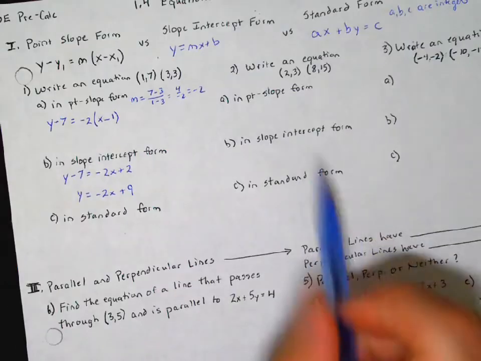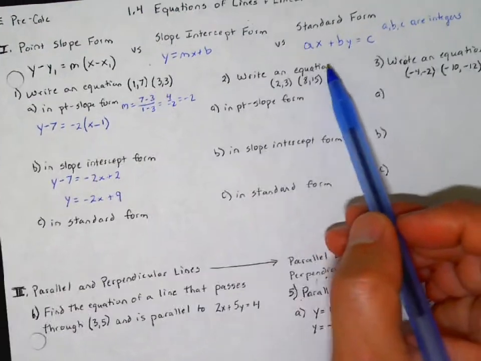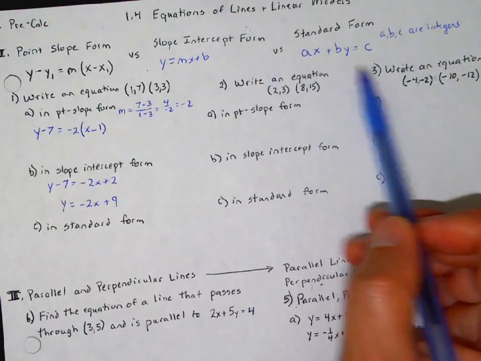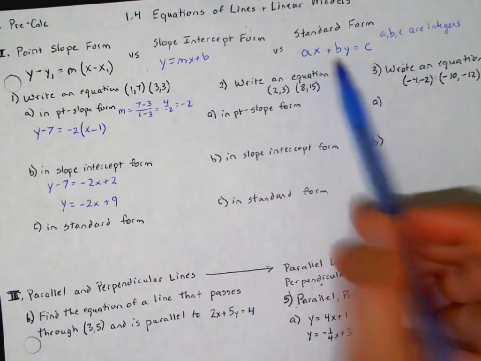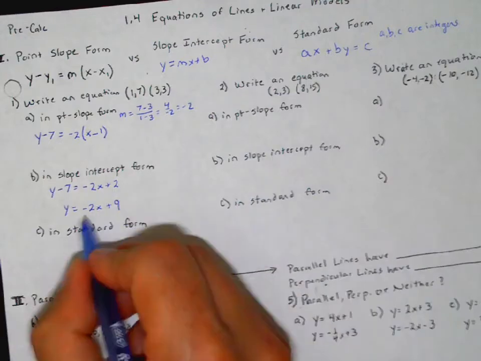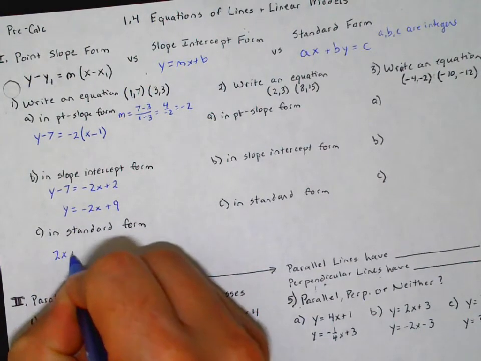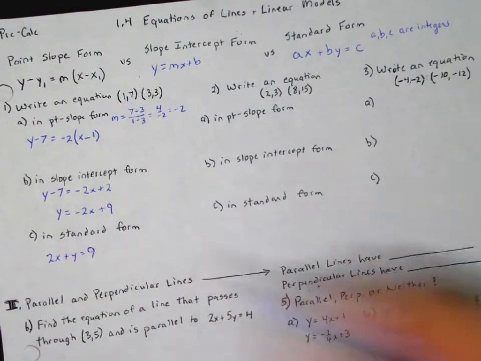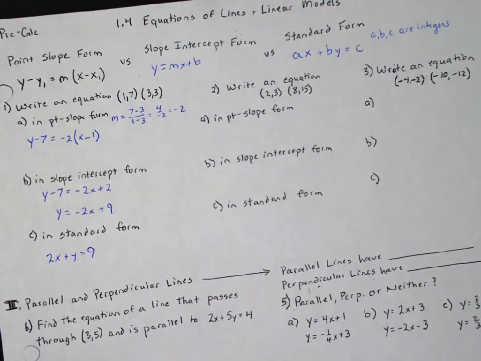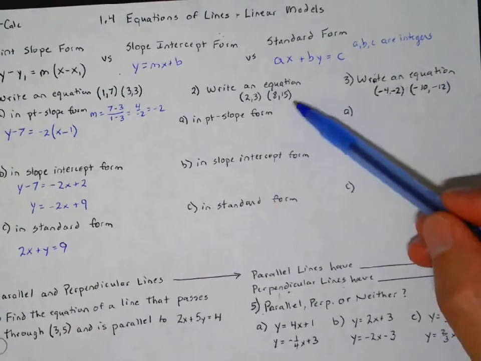Then to put it in standard form, remember, it has x and y, no fractions, and x and y on the same side. There are already no fractions, so we're good there. If I get x on this side, I'm going to add the 2x over. So I have 2x plus y equals 9 as our standard form. Okay, pause the video and do this next one yourself. Give it a try.